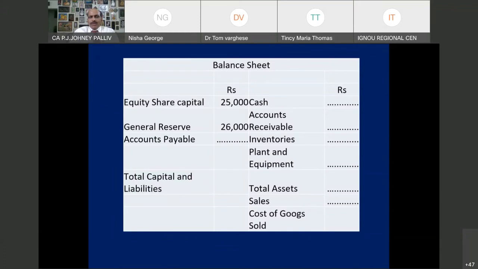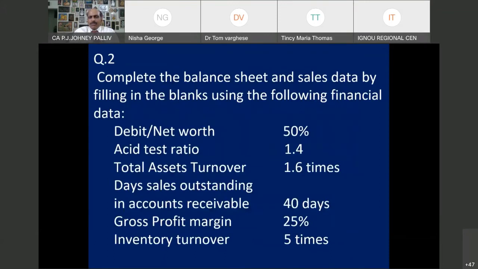Available figures are equity share capital, general reserve. No other figures are given. But all other information we are taking from the information given. What is the information given? Debt divided by net worth. It is not debit. Debt, that is borrowing or payables. Debt divided by net worth is 50%. Asset test ratio is liquid ratio, liquid assets divided by current liability. Total turnover ratio is turnover by total assets, 1.6 times.